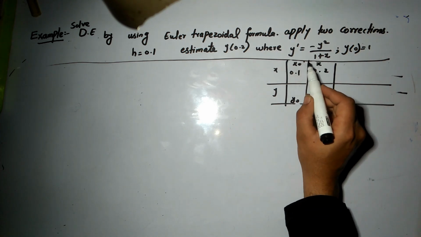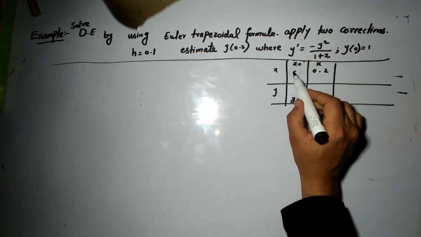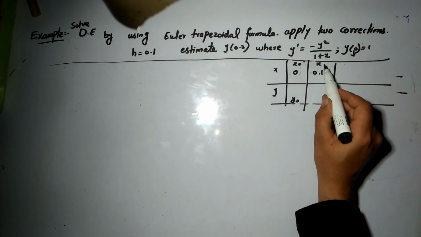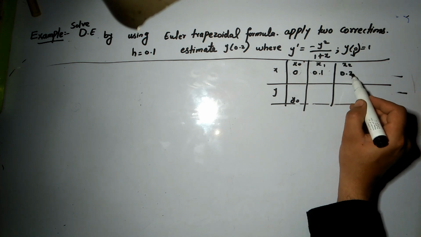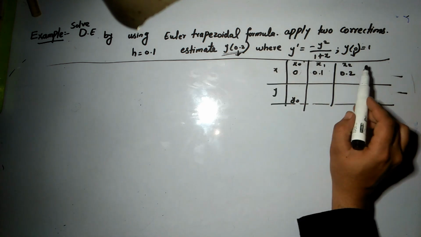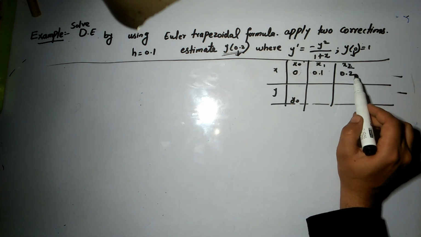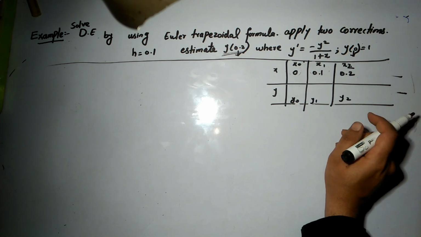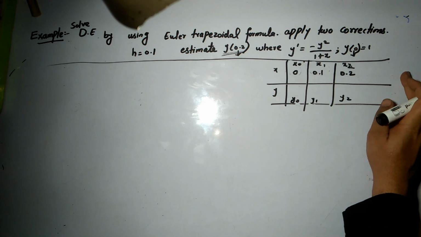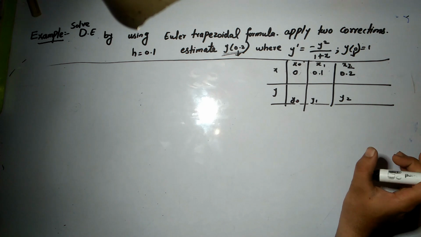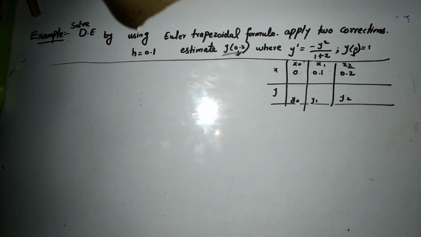So x0 will be equal to 0, x1 will be 0.1 and x2 will be equal to 0.2. We want to find y when x is equal to 0.2, so our last point x2 will be equal to 0.2. So this will be y1 and this will be y2. If we solve this question, we know the formula related to the Euler trapezoidal method.